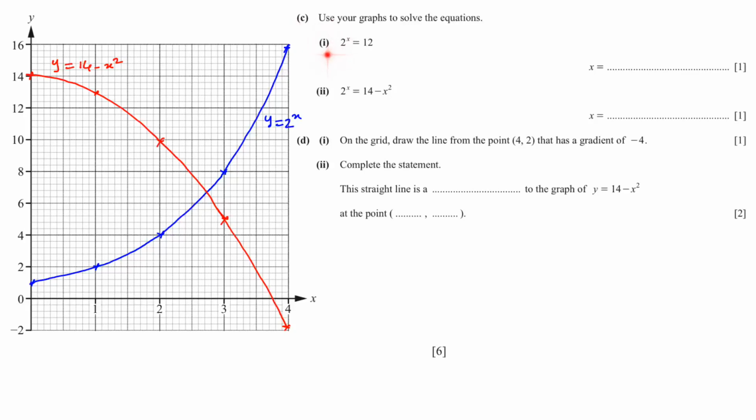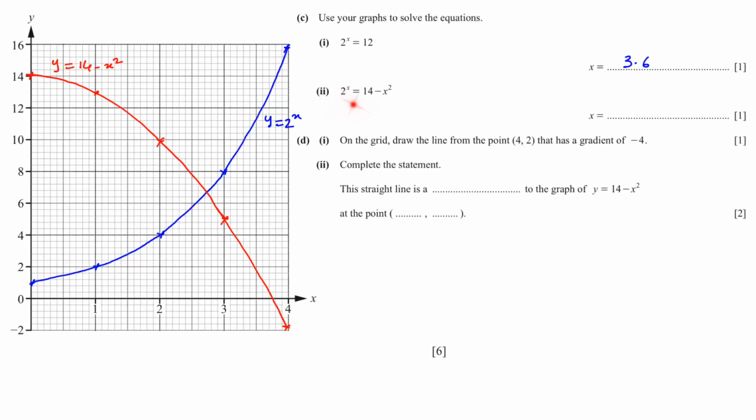In C1, we have to use the graphs to solve the equation 2 to the power of x is equal to 12. Whenever the equation is equal to something, that is your y. So when y is 12, here, and it touches the graph y is equal to 2 to the power of x at this point. What is that point? It is 3.6. So the answer is 3.6.